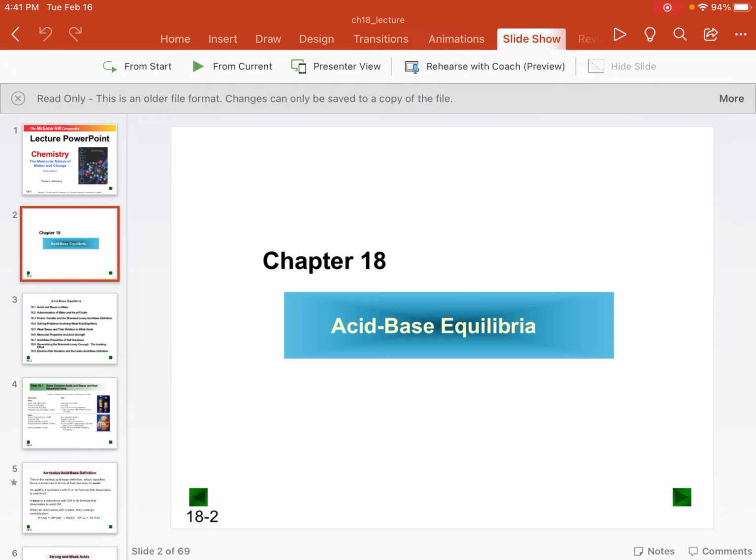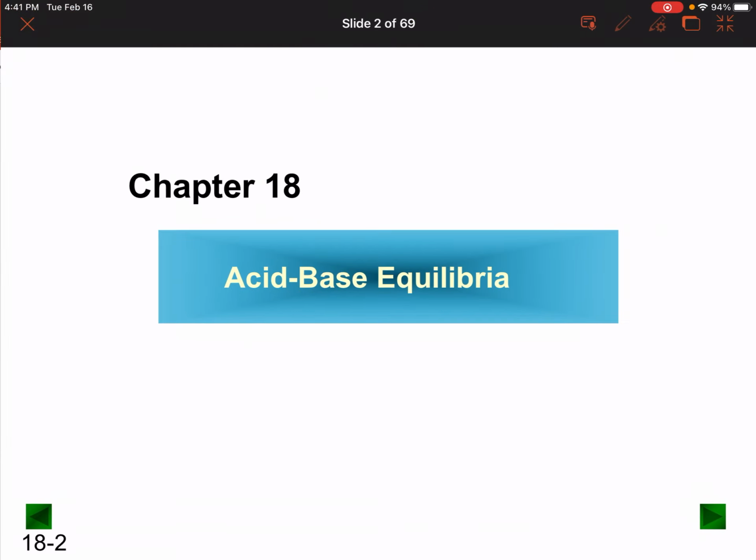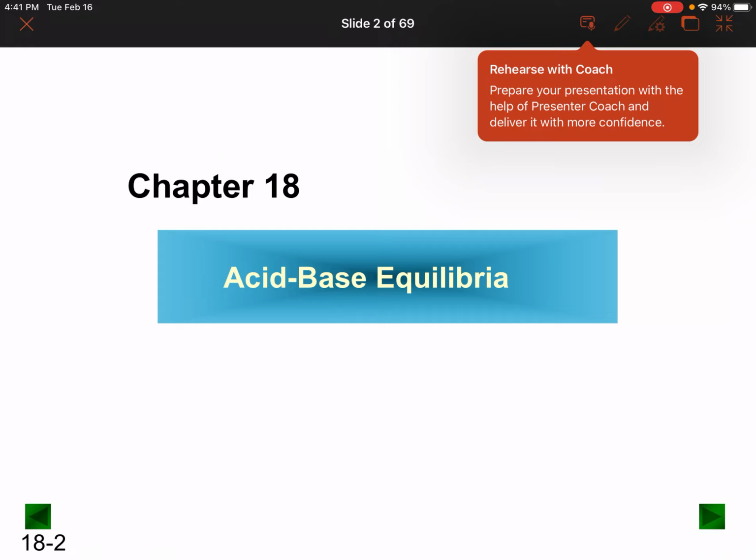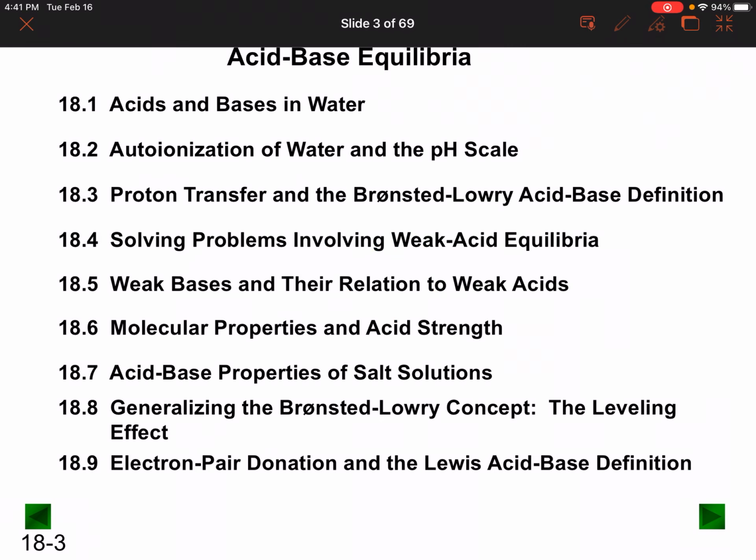Okay, so what are we gonna do in this chapter? We're gonna be learning about acid base equilibria in this chapter. So let's see what we have in store for us for this chapter.